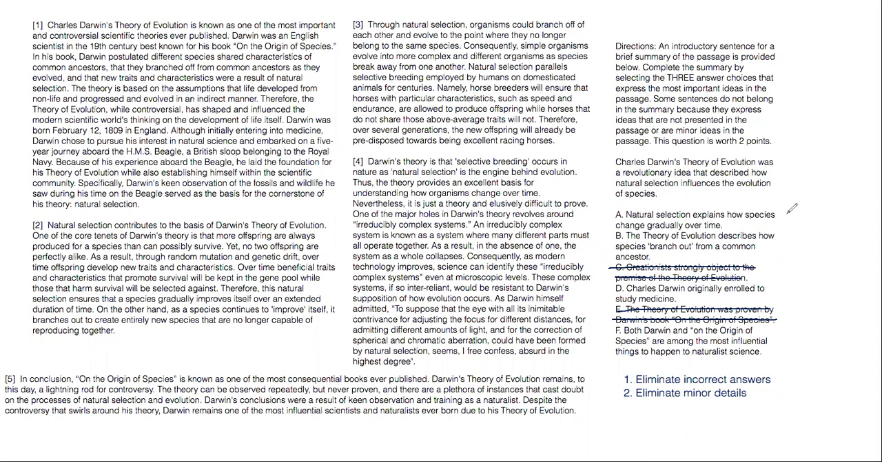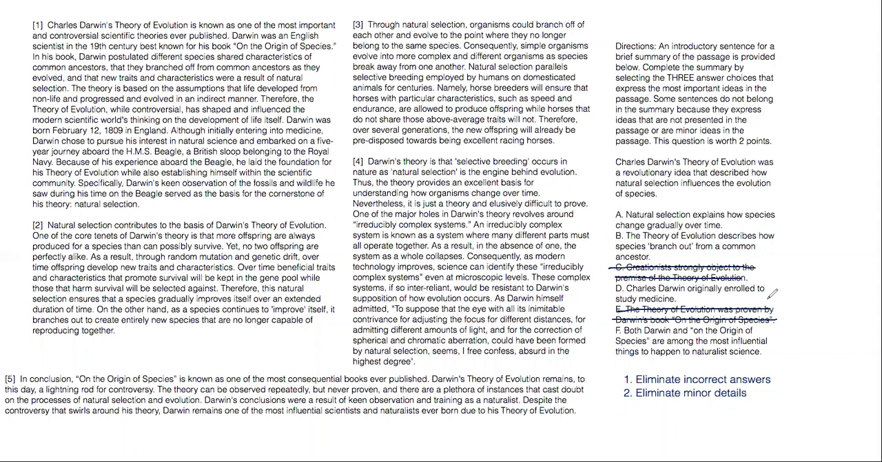A says natural selection explains how species change gradually over time. Well, this is covered extensively in this passage. It's also a very main idea for Charles Darwin's theory, so let's leave that one. B, the theory of evolution describes how species branch out from a common ancestor. Well, the theory of evolution is a major point in this passage, so we'll leave that.